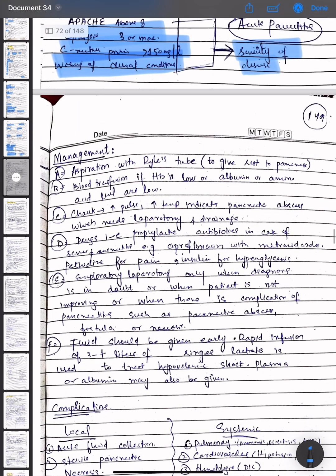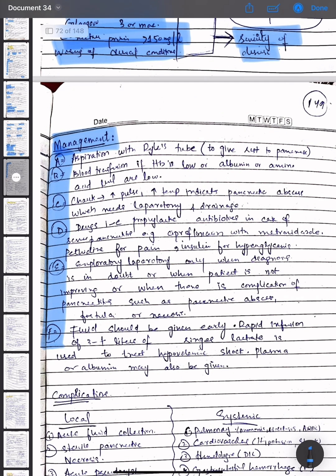First of all, it is done as A, B, C, D, E, and F. For A, aspiration with Ryle's tube to give rest to the pancreas. For B, blood transfusion if hemoglobin is low or albumin and acid levels are low. For C is to check the pulse and temperature, which indicates pancreatic abscess that needs laparotomy and drainage.